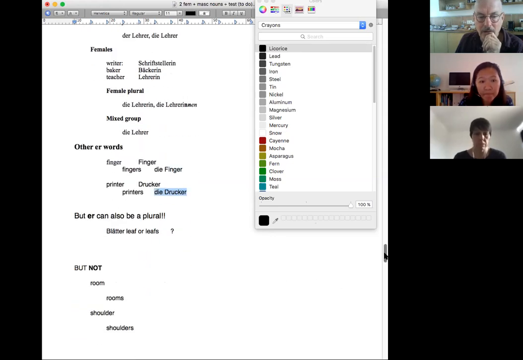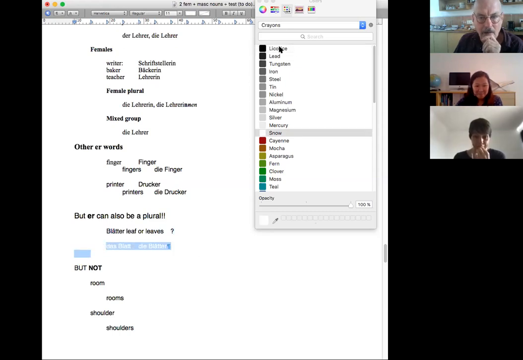But if you had this word here, ER can also be a plural. Blätter, leaf or leaves. Is it leaves or leaves? It's leaves. In English, yes, that's right, because there's also the verb to leave, he leaves. Never thought of that before. But ER can also be a plural. So we had das Blatt. Das Blatt is a leaf, and die Blätter are leaves.